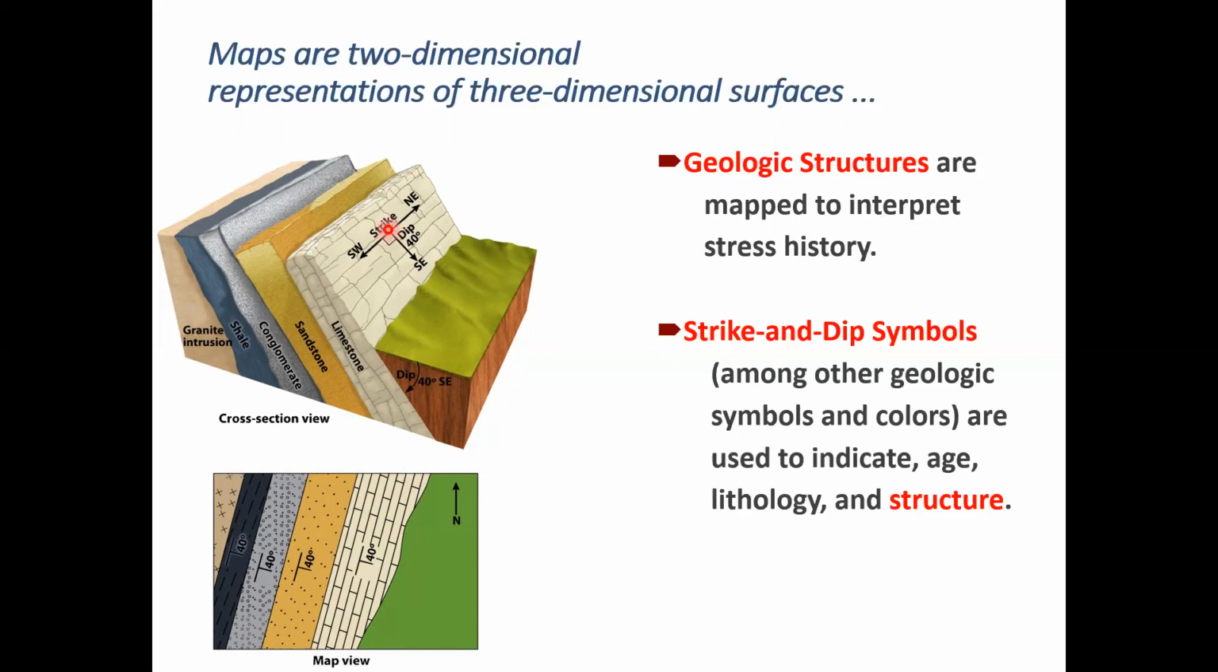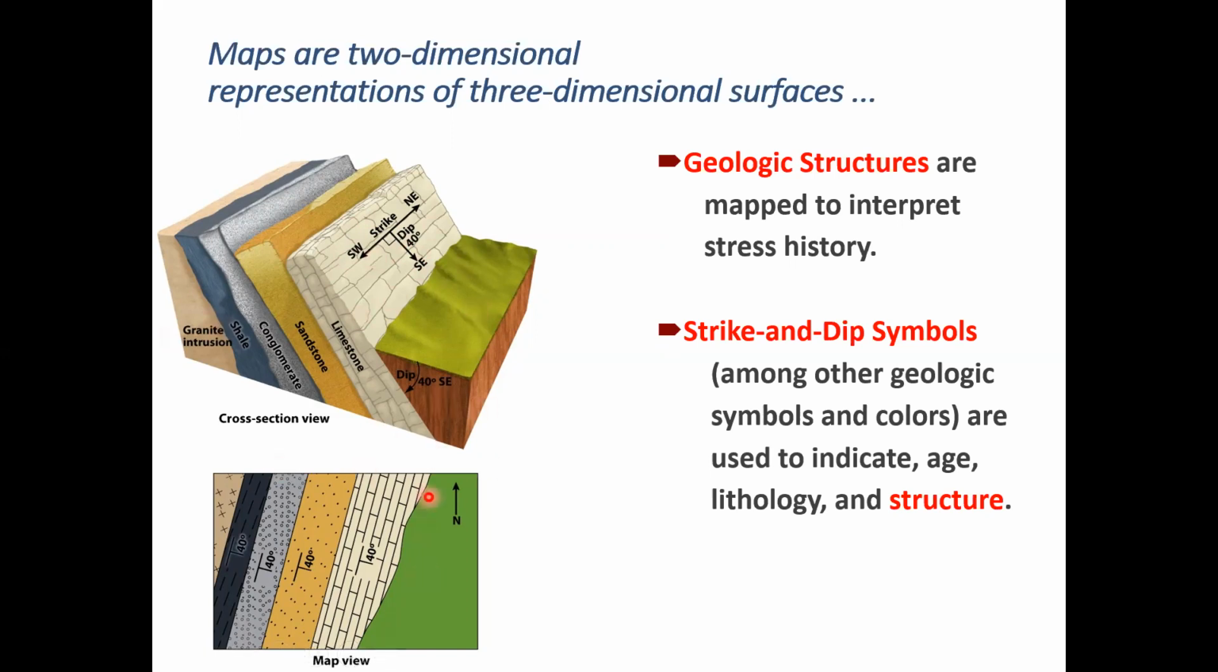But with the Brunton compass, we would lay the Brunton compass on the rock, and the level would tell us what the angle is. And then the directional component of the compass tells us what direction the rocks are dipping in the field. So on a geology map, this is what that would look like.